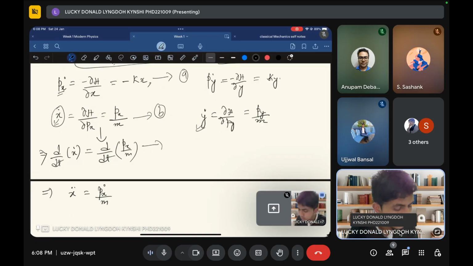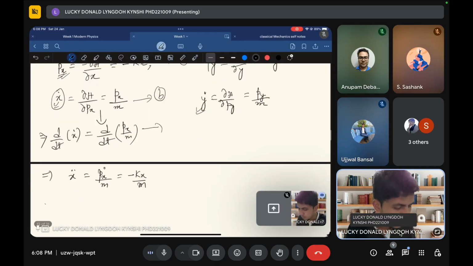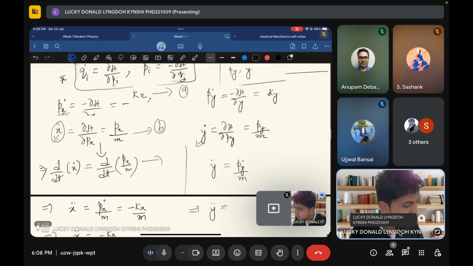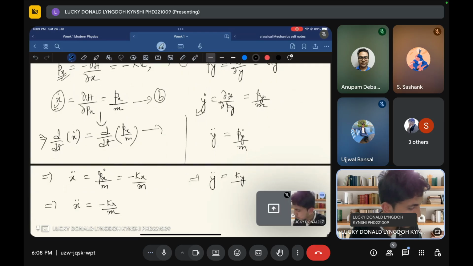So x double dot is equal to px dot by m, and you can take px dot from this one, equation A. So px dot is equal to minus kx. From the two equations you get x double dot equal to minus kx divided by m. Similarly in the y direction, y double dot equals py dot by m. So what is py dot? Py dot is ky, so we get ky by m.